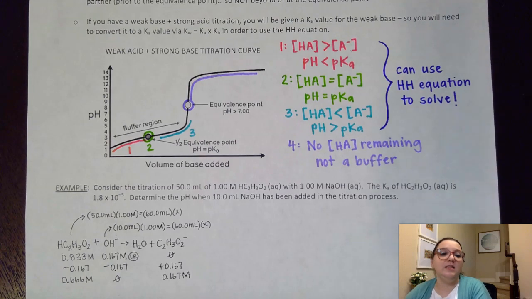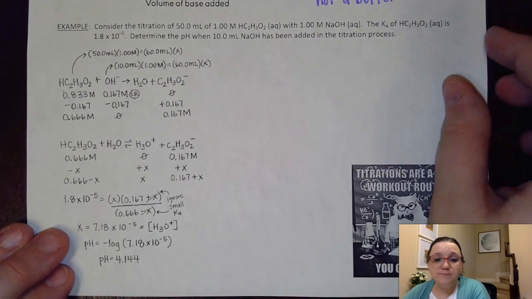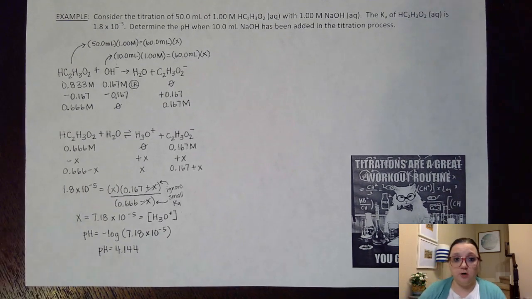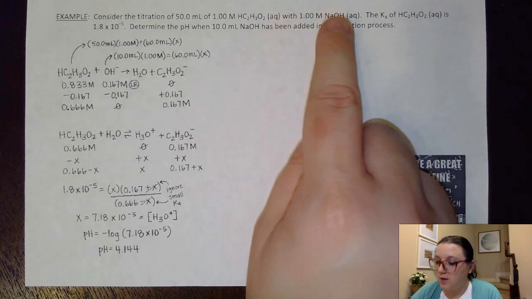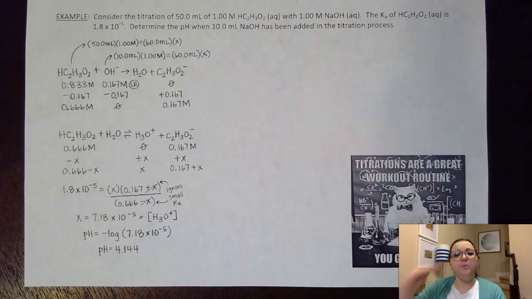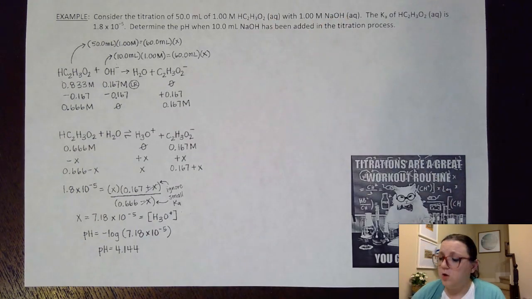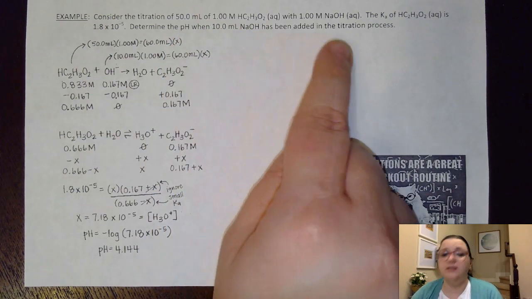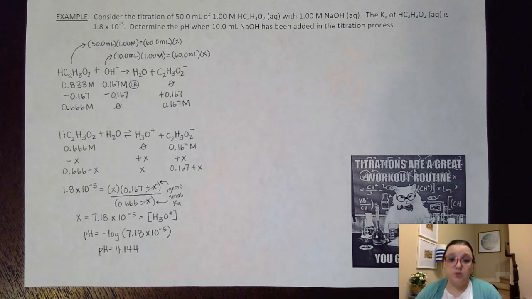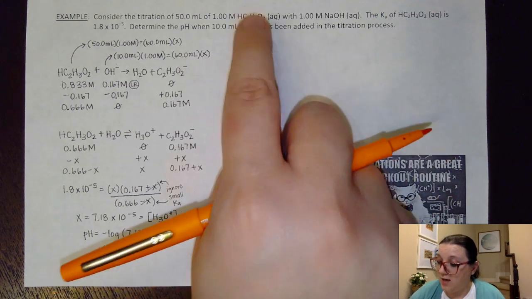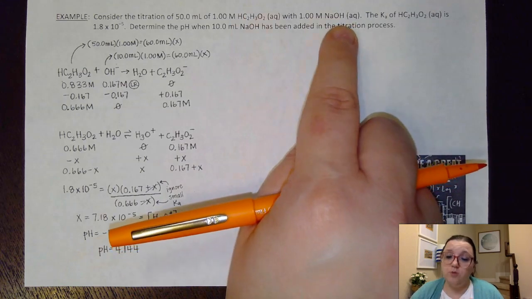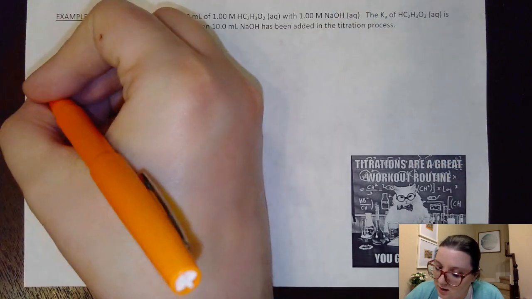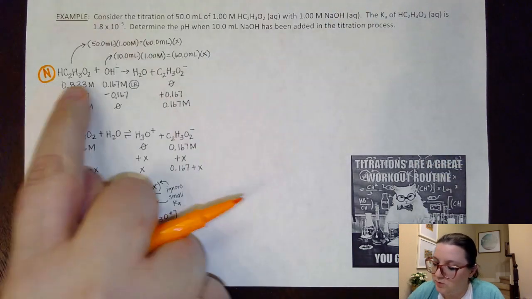This is actually the example that we worked in our weak acid, strong base titration curve. Okay, we had acetic acid with sodium hydroxide. And one of the points that we calculated on the titration curve was to determine the pH when 10 milliliters of sodium hydroxide had been added in the titration process. So I would have said, hey, I have a weak acid and a strong base. So that means I need to do NDSE, right? So here's my net ionic that I wrote between those.